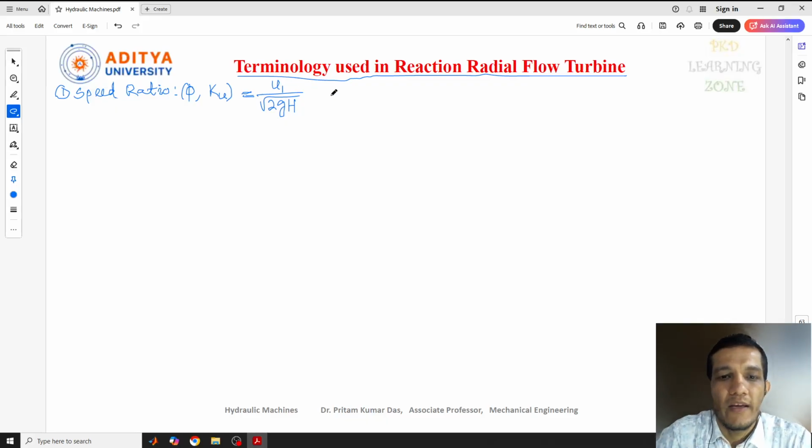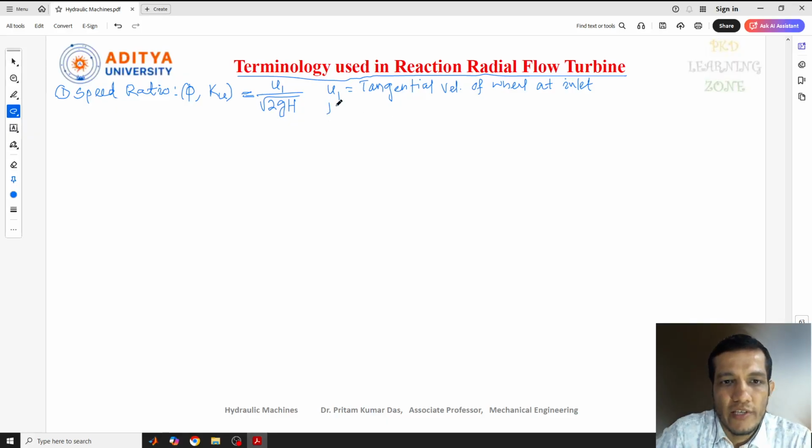E1 is the blade speed, or the tangential speed of the blade, at inlet condition. We can write only U also, but since I have written E1 here, this is the tangential velocity of the blade or wheel at inlet condition. If it is given only as U, then there is no need to write inlet condition or outlet condition.